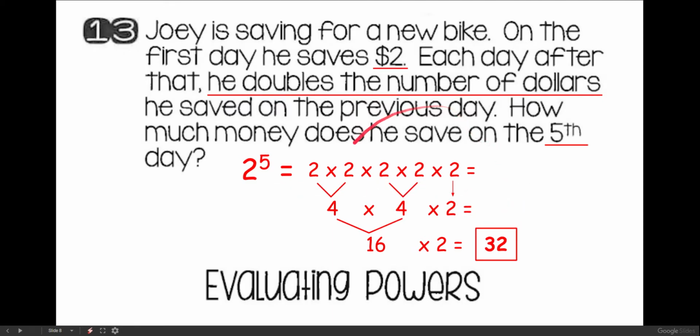And that's pretty much it. Now you know all about exponents. Go ahead and try some problems on your own. Good luck.